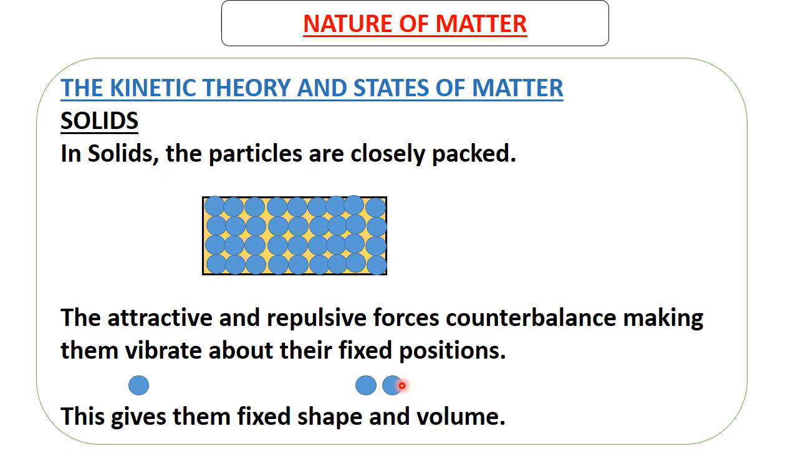So the first thing to explain is that particles are closely packed. Because they are closely packed, the forces between them counterbalance, making them vibrate about their fixed positions. Therefore, they have a fixed shape and volume because they don't get away from their fixed locations.